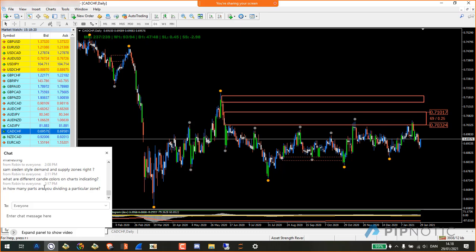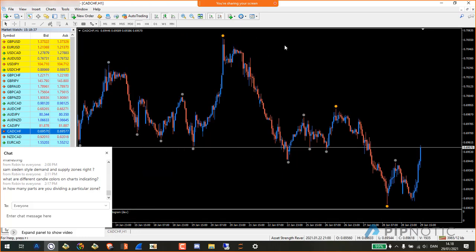Okay, Robin is asking here, what are the different candle colors? Okay, that's fine. We saw that. And Robin is saying, in how many parts are you dividing a particular zone? I'm not really dividing the zones per se. I'm marking it off. So I'm looking at where it begins and where it stops. Let's go to a different time frame just to find something else.